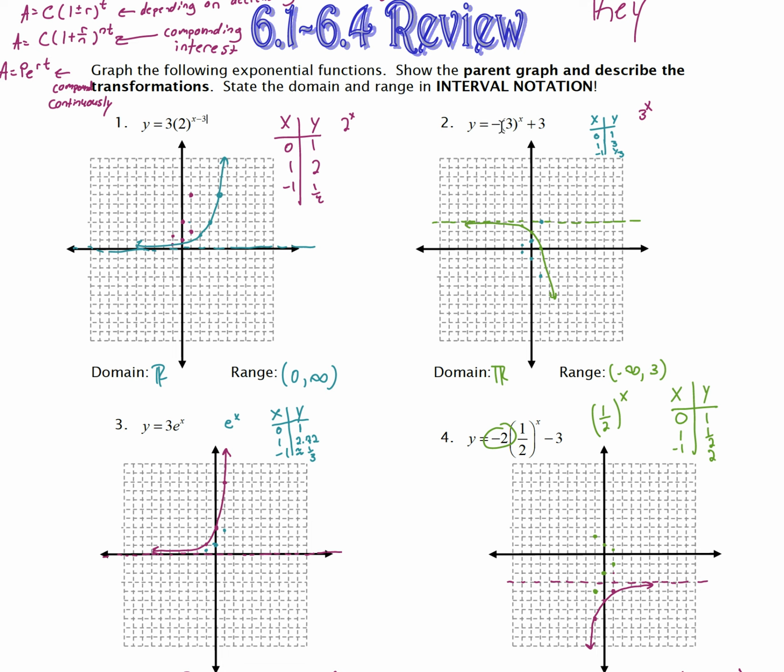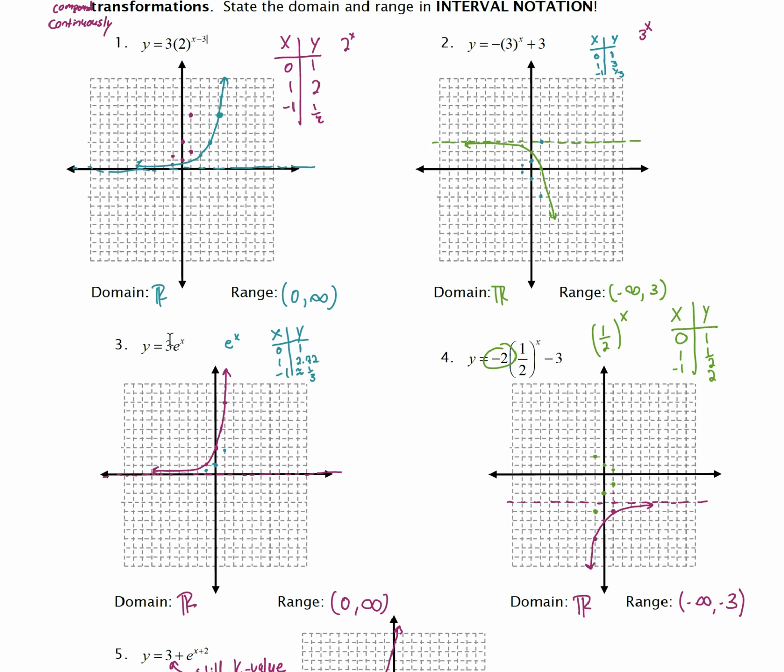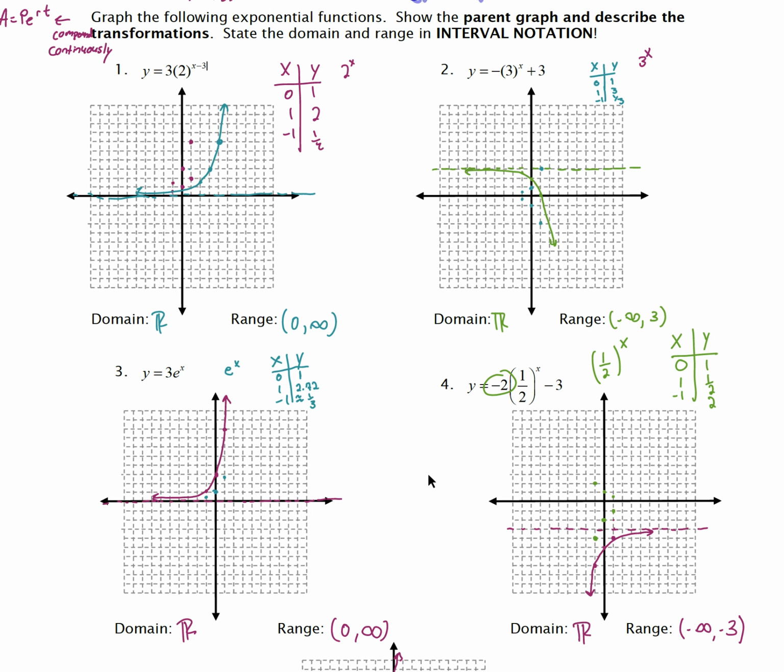This one is going to go down because it's negative, and this has a vertical shift. This really doesn't have anything other than the base is E, and again, E is like 2.71. You are going to have your calculator do all these things. This is going down the -2. This half means it's decaying, and the -3 is a vertical shift down.